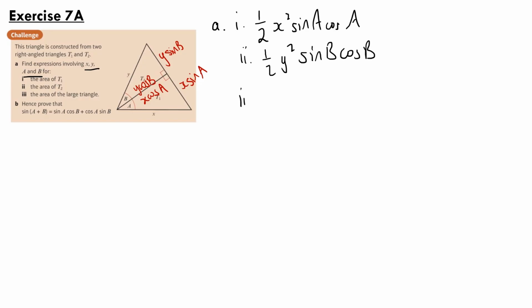And then for the last part, the area of the large triangle, we're just going to add them together. So a half x squared sine a cos a plus a half y squared sine b cos b.